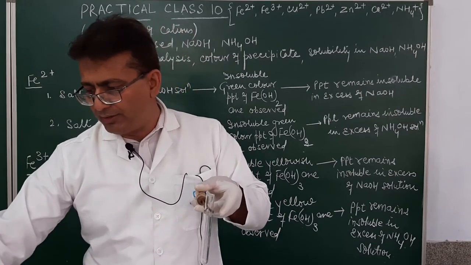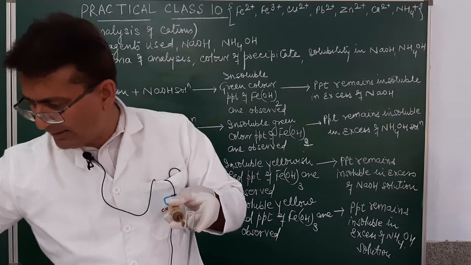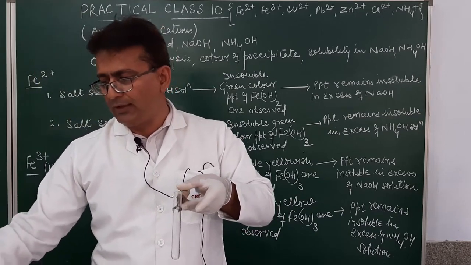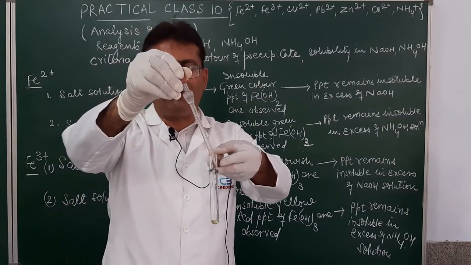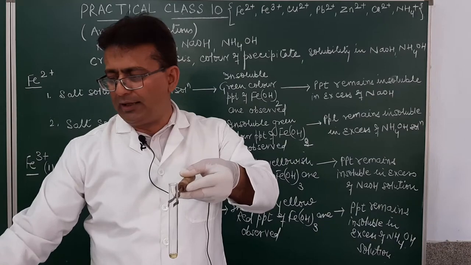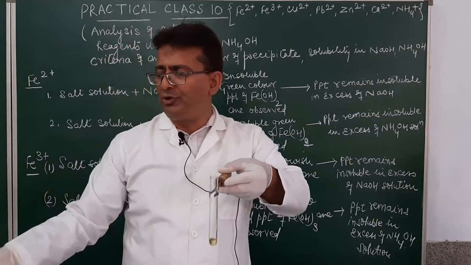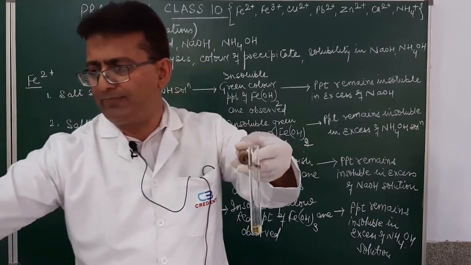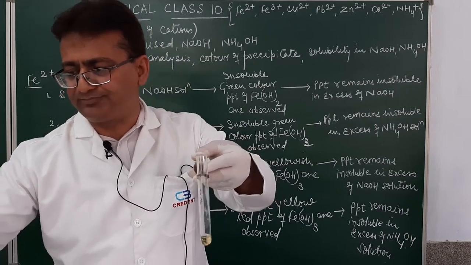What we will be doing? We will be taking a ferrous sulfate solution. This is ferrous sulfate solution. We have taken the ferrous sulfate solution in a test tube. You can see over here how it is to be tested by using sodium hydroxide and ammonium hydroxide. This is a sodium hydroxide bottle.